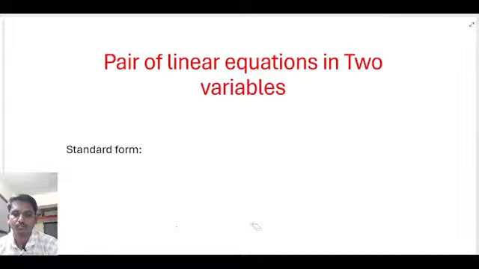आज हम सीखने वाले हैं टॉपिक क्लास 10 मैथमेटिक्स, pair of linear equations in two variables.